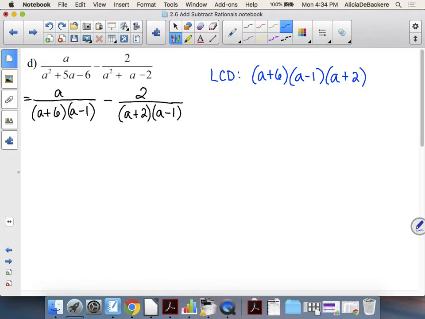And then looking at my second denominator, I can see that I need a factor of a minus 1, but I already have an a minus 1 factor in my lowest common denominator. I don't need to repeat this, or I'm going to end up making my denominator and my numerators bigger than they need to be. So I'm already done there. I have all the factors I need.